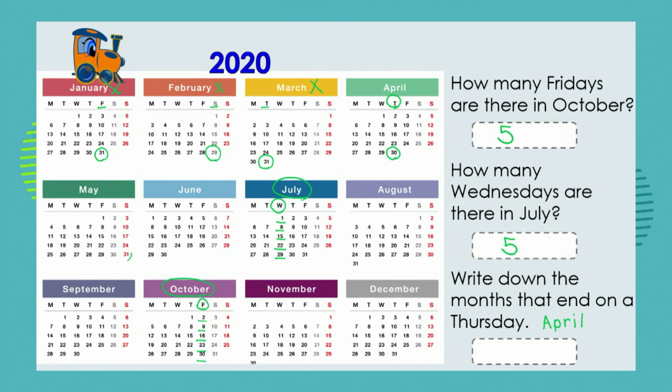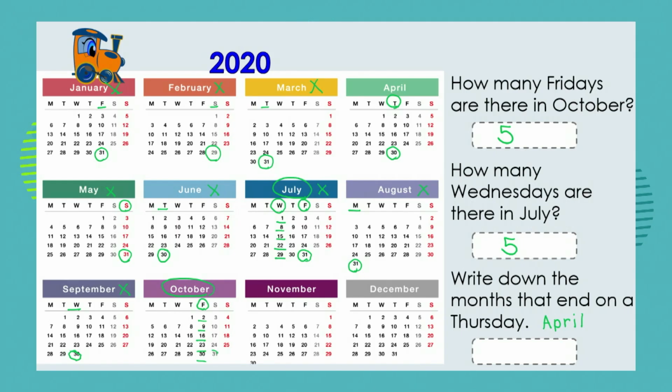May ends on the 31st, which is a Sunday. So we don't include May. June ends on the 30th, which is a Tuesday. So we don't include June. July ends on the 31st, which is a Friday. So we don't include July. August ends on the 31st, which is a Monday. So we don't include August. September ends on the 30th, which is a Wednesday. So we don't include September.